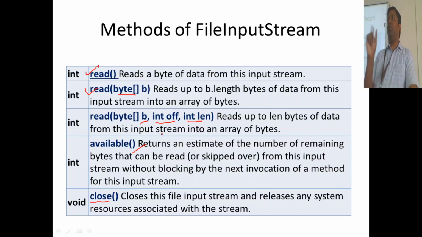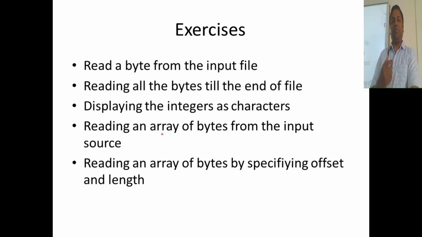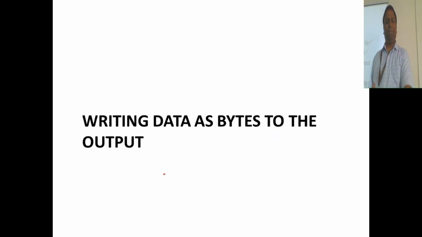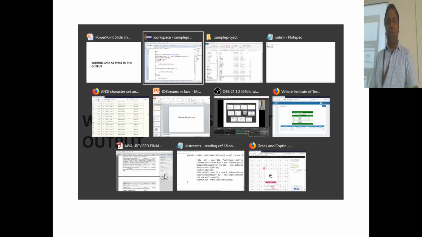So we have just looked at the first way, how to read 8 bits of data from your file. We have seen all these things: reading a byte from the input file, reading all bytes till the end of the file, displaying the integers as characters, reading an array of bytes from the input source, reading an array of bytes specifying offset and length. We have done all these things. Very easy, it's not so difficult.